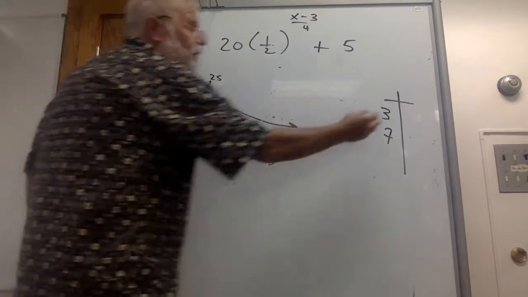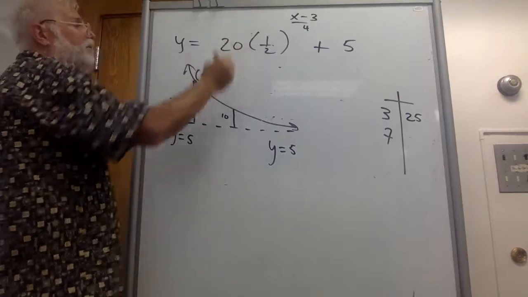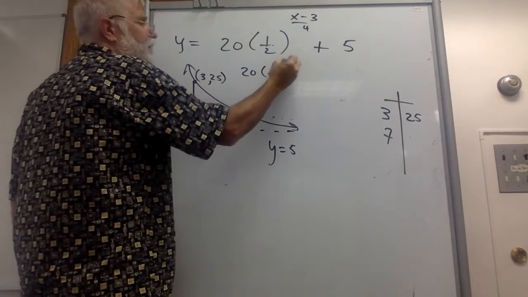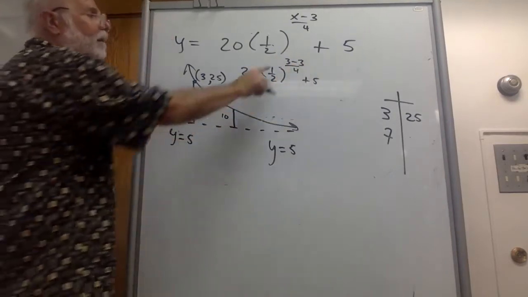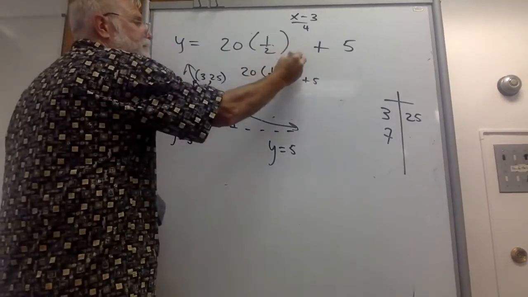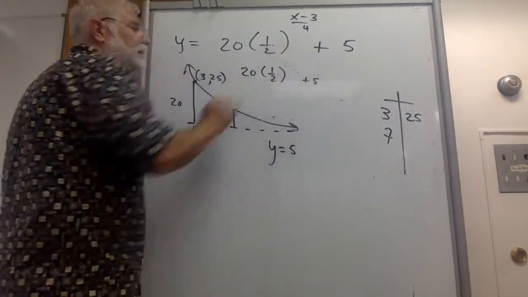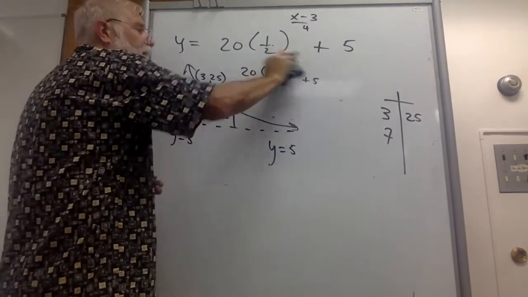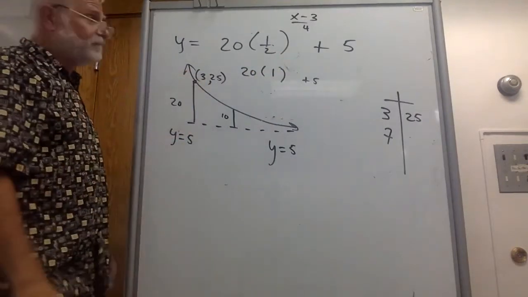And it happens when x is 3. So I'm going to put 3 in. 20 times (1/2) to the (3 minus 3) over 4, plus 5. And I'm going to do the math. 3 minus 3 is 0. 0 divided by 4 is 0. (1/2) to the 0 is 1. 1 times 20 plus 5, 25.